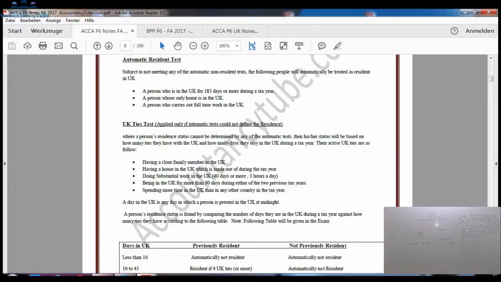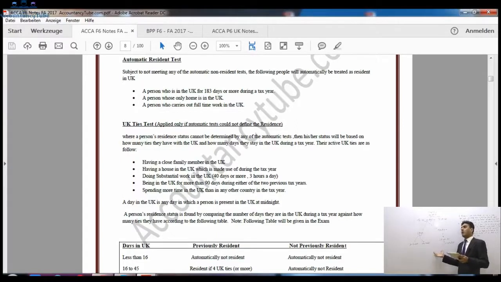Alright, now the second tests, which are automatic resident tests, now we need to look at the automatic resident tests. Now if any of these conditions apply, which we are going to study now, then you will be considered UK resident. Now if you are considered UK resident, then of course you will have to pay UK tax. If you're considered non-resident, of course you will not have to pay tax. So what was the reason to study this chapter?